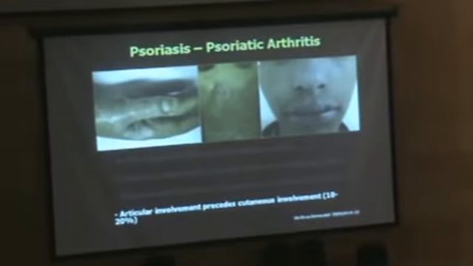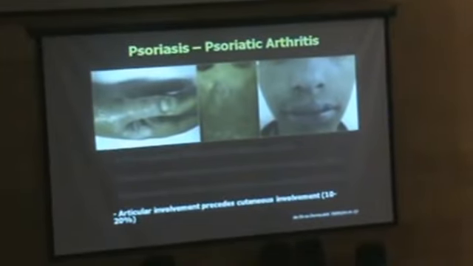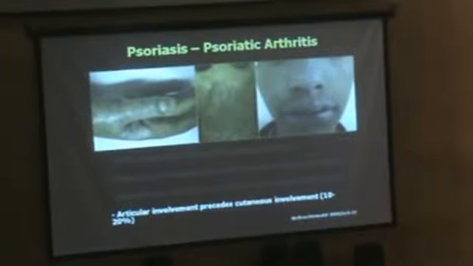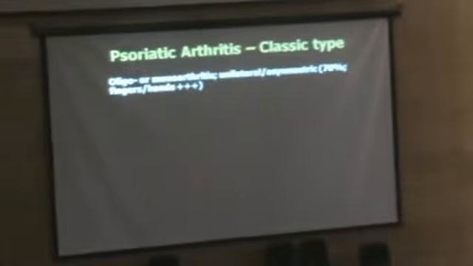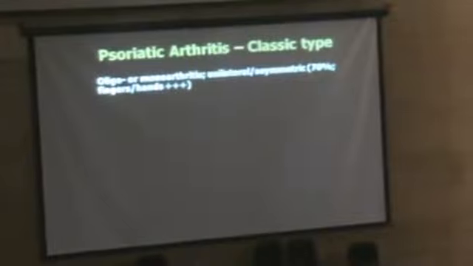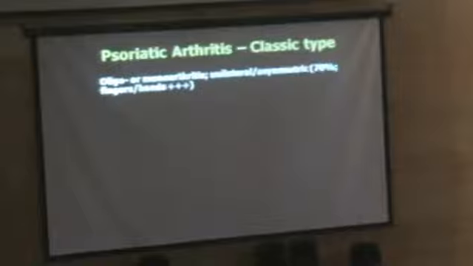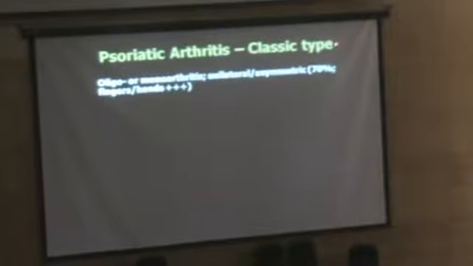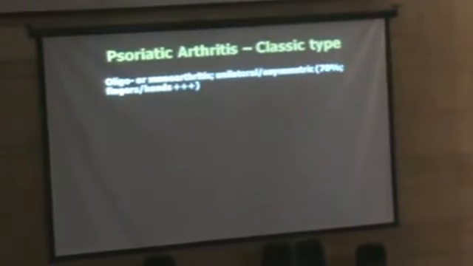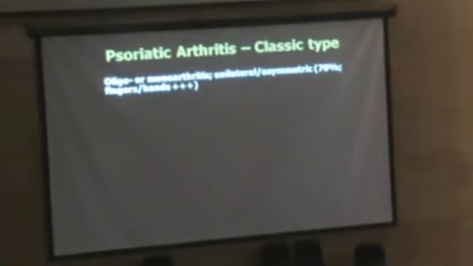HLA-B27 often will be negative, only up to 30% will be positive, and this is really, really disturbing for the rheumatologist to perform the diagnosis. So, classically, it's an oligo or monoarthritis, can be unilateral, and when it's bilateral, it's often asymmetric. And in 70% of the time, we're going to see pathology in the hands, fingers and hands.